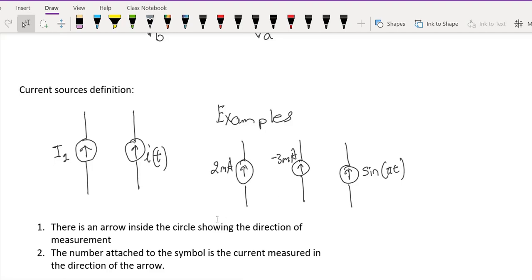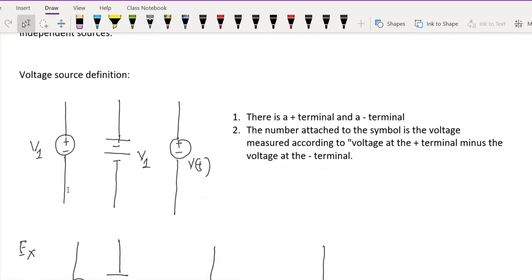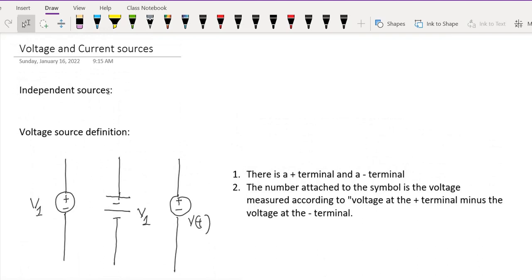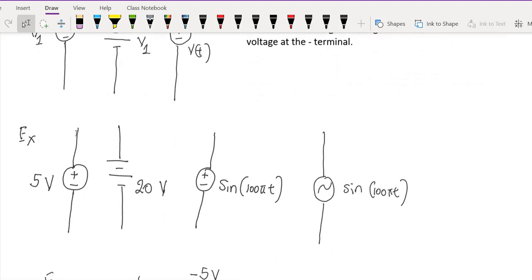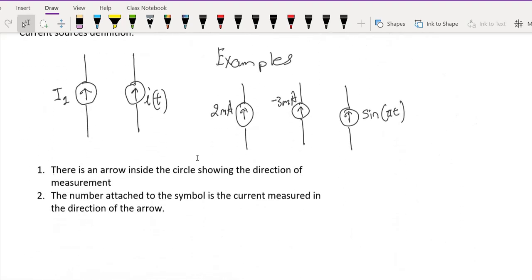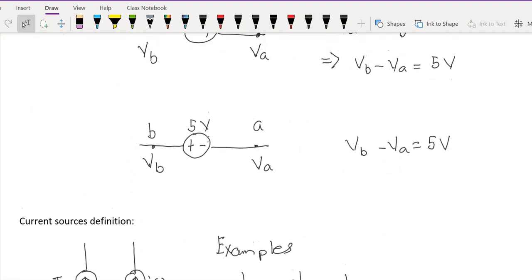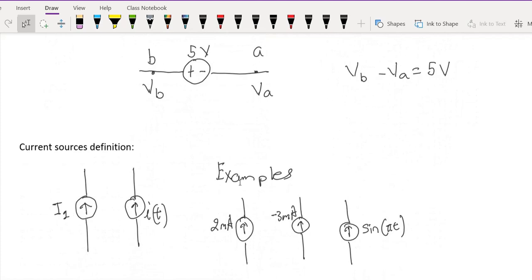Both the sources we have seen so far, the current sources and the voltage sources, are what are called independent sources. That means the voltage value attached to this source, for example, 5 volts, is not dependent on any other aspect of the circuit. No matter what happens in the rest of the circuit, the voltage drop across this source will always be 5 volts. Similarly, for this particular device here, no matter what happens in the rest of the circuit, the current flowing through this source will always be 2 milliamps. That means these sources are independent of what's happening in the rest of the circuit.